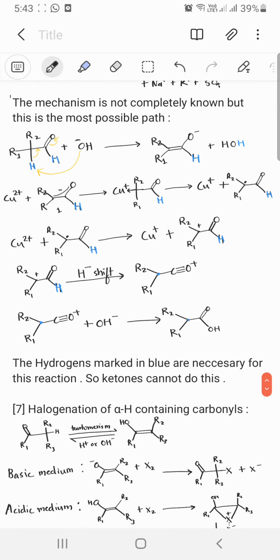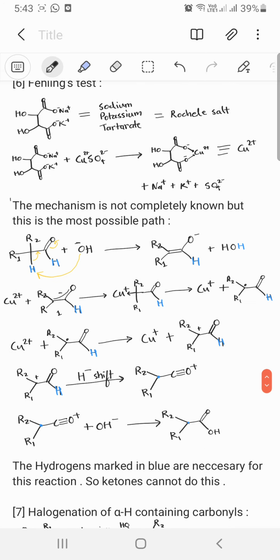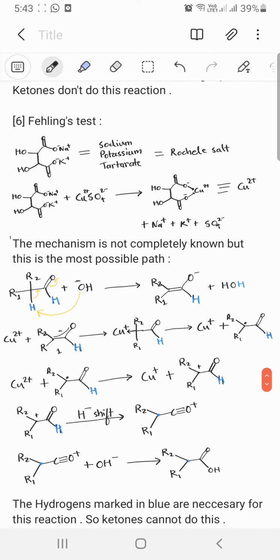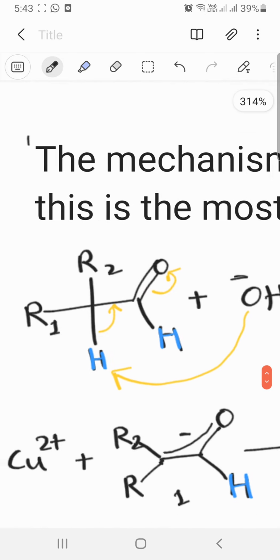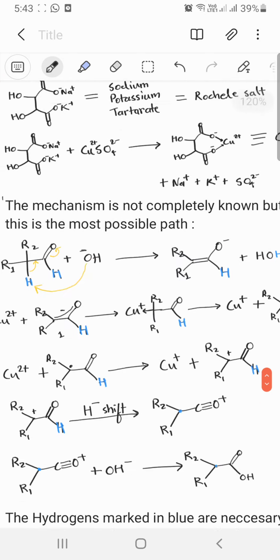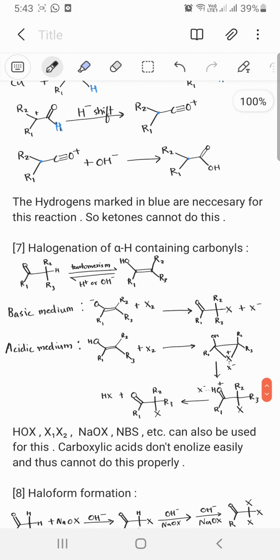So ketones cannot do this. Cool. All right. Once you know that it's an aldehyde, you can apply this test to know whether or not this hydrogen over there is there. Okay, that looks cool.